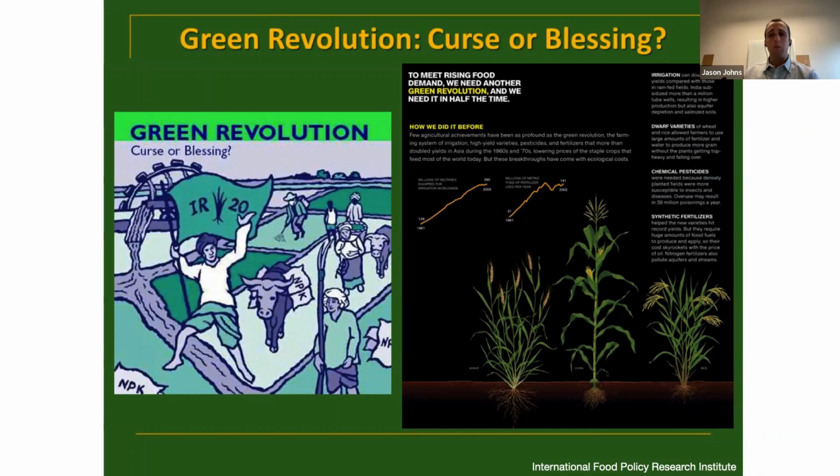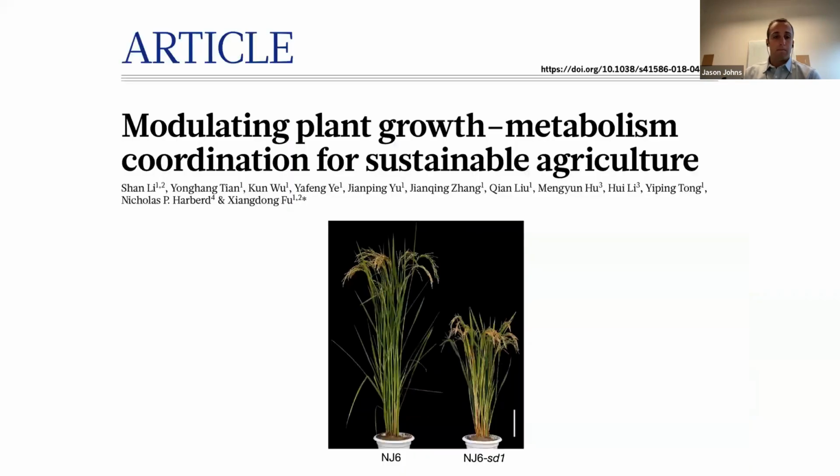One particularly interesting story that has been unfolding just over the last couple of years is in the dwarfism trait. Dwarfism is one of the main traits selected for in agriculture since the Green Revolution. The reason for that is because as crops were being selected to make higher and higher fruit loads, they needed to be nice and short and stout and structurally stable so that they could handle that fruit load without falling over and rotting.